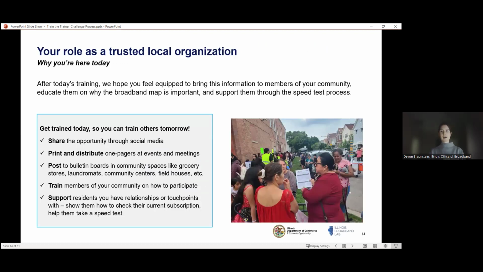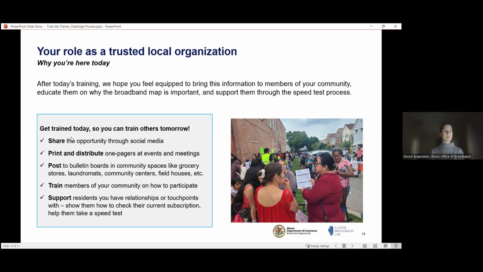So the sort of audience that we hope to target for today was trusted local organizations. So hopefully if you're here, you are a trusted local organization. That could mean a county government or a community-based organization or a local healthcare center, a senior center, housing authority. We are hoping that you have these trusted relationships with your community so you can spread this information far and wide. So after today's training, we hope you feel equipped to bring this information to members of your community and educate them on why the broadband map is important, and most importantly, support them through this speed test process should they want to participate. So you can get trained today so you can train others tomorrow.